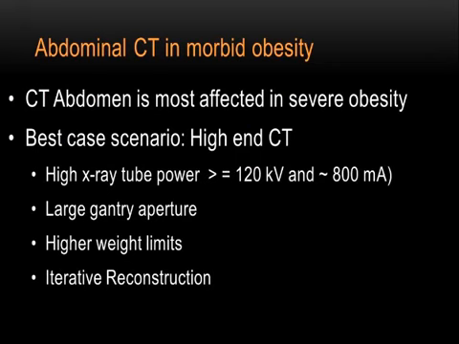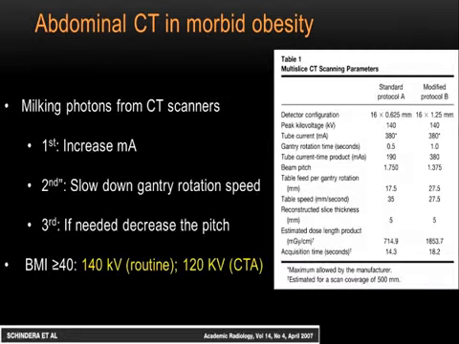Abdominal CT. This is one place which gets most affected by patients who are very large. The best case scenario is that you find the best scanner, one that allows you to go to 120 kV at maybe close to 800 mA, or 140 kV at 700 mA, with a tube that is 100 kW. Or have a dual source scanner where you can run both tubes at high mA and kV, because you do need the information. A large gantry helps, and we saw in the table that there is a variation in that. A CT which tolerates higher weights would help. And of course, iterative reconstruction can be a big help if you have it.